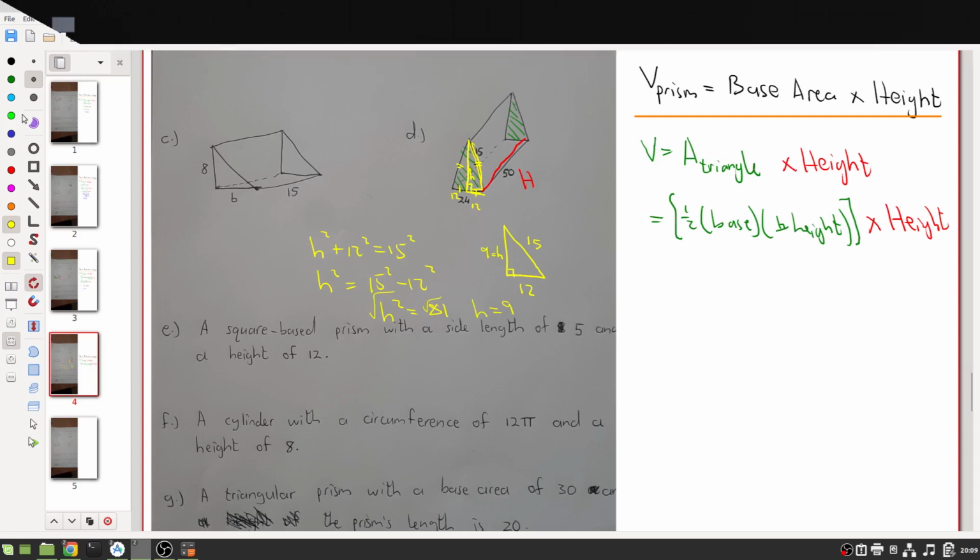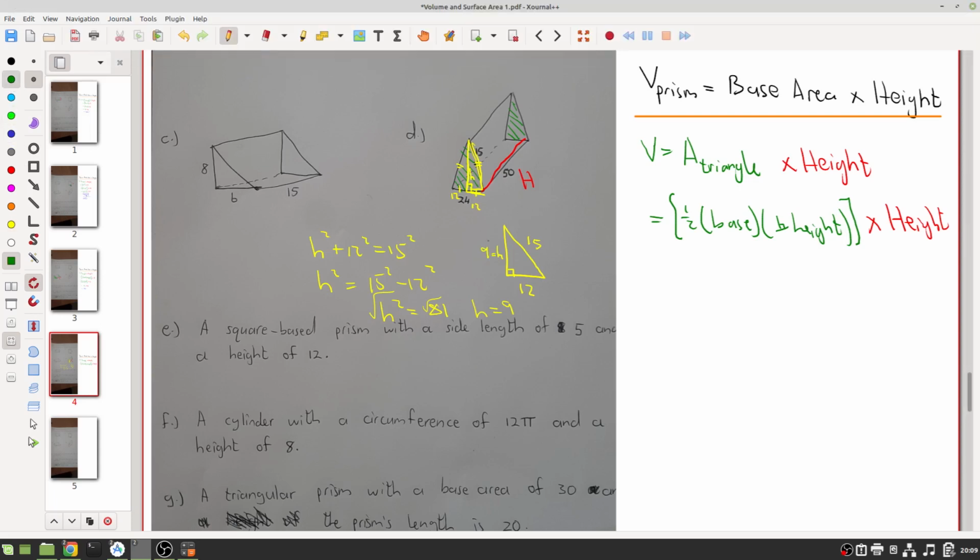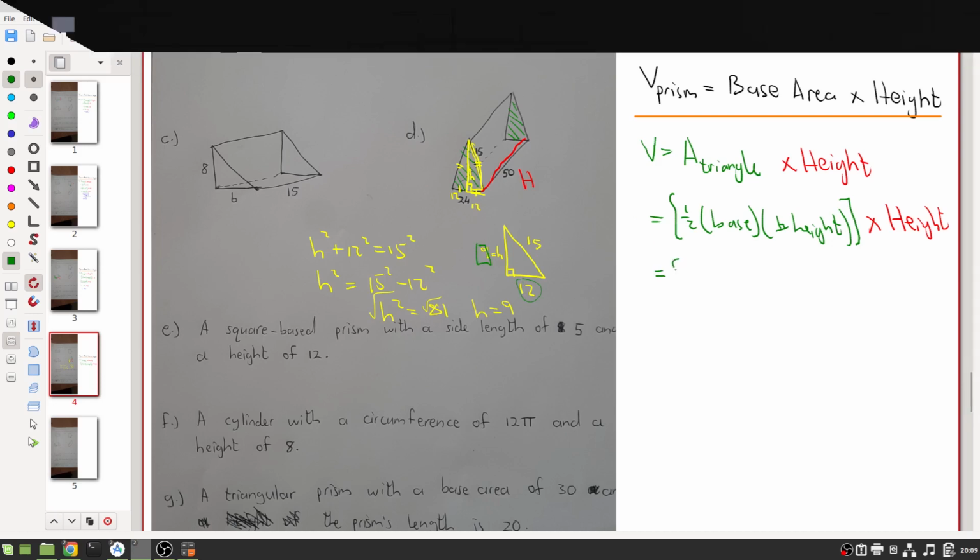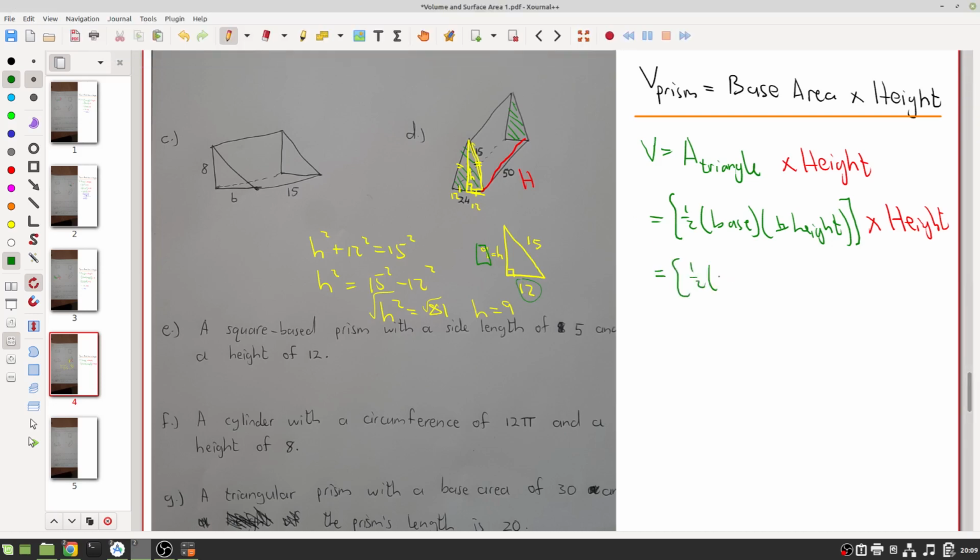Alright, now that we have our perpendicular height, and we've got our base, we can plug that in. So this is our base, that's our perpendicular height. So we've got half times the base of our triangle. But our triangle is not just this one, our triangle is this full big one, so that one has a base of 24. So half times the base of our triangle times the perpendicular height, which we found to be 9. And we're going to times that by the height of our prism, so times by 50.